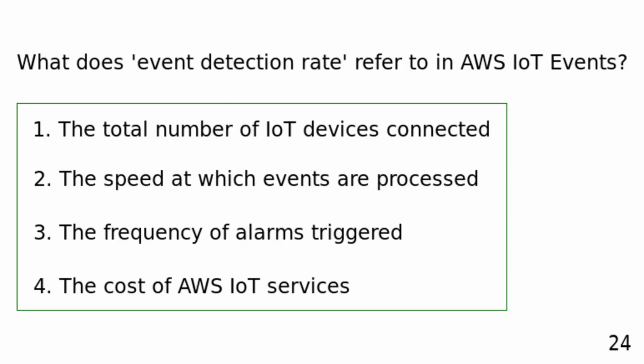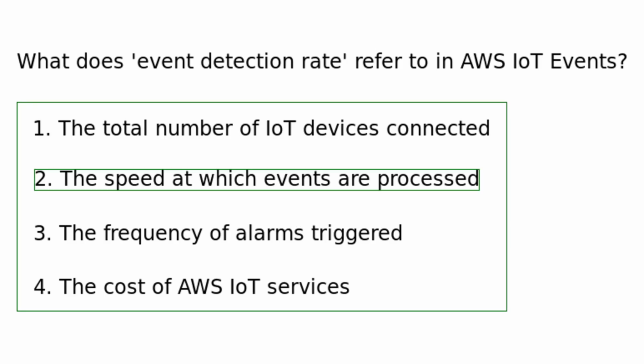What does event detection rate refer to in AWS IoT Events? The total number of IoT devices connected. The speed at which events are processed. The frequency of alarms triggered. The cost of AWS IoT services. Event detection rate in AWS IoT Events refers to the speed at which the system can process incoming events, indicating its ability to detect and respond to events in real time based on defined rules and conditions.